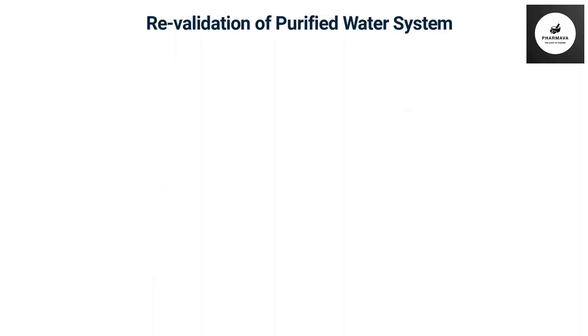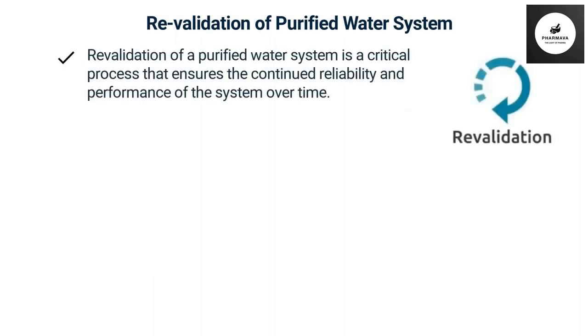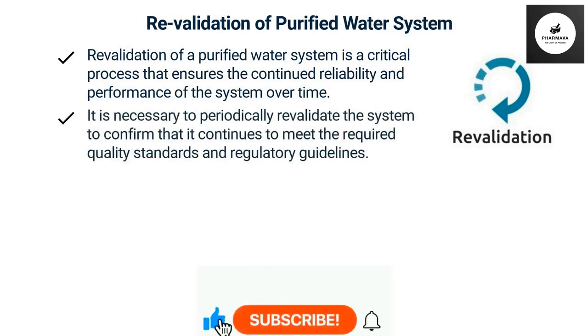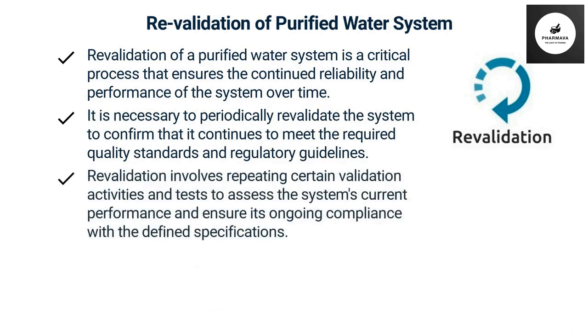Revalidation of purified water system. Revalidation of a purified water system is a critical process that ensures the continued reliability and performance of the system over time. It is necessary to periodically revalidate the system to confirm that it continues to meet the required quality standards and regulatory guidelines. Revalidation involves repeating certain validation activities and tests to assess the system's current performance and ensure its ongoing compliance with the defined specifications. Revalidation is required after a certain period or after any change. Let us understand both these conditions.